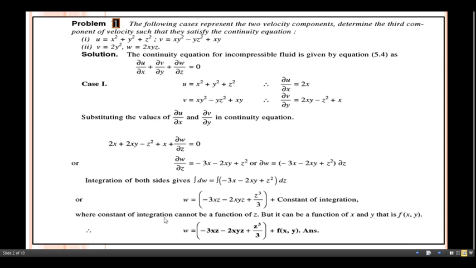Now if you just see here, the constant of integration cannot be a function of z, but it can be a function of x and y, that is a function of xy. In this way that term will occur, and at last you can get the velocity component along the z direction, which is nothing but w equals minus 3xz minus 2xyz plus z cubed divided by 3, plus a function f(x,y). The constant of integration cannot be a function of z, meaning it should be a function of x and y, so f(x,y) will occur here.